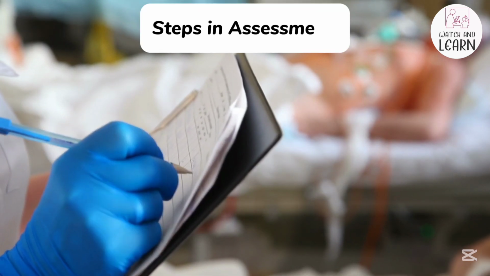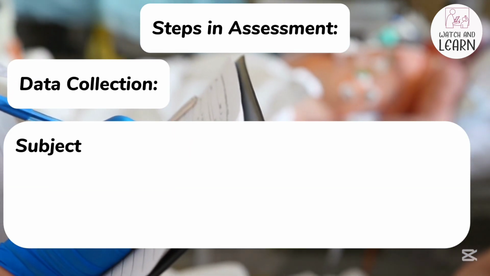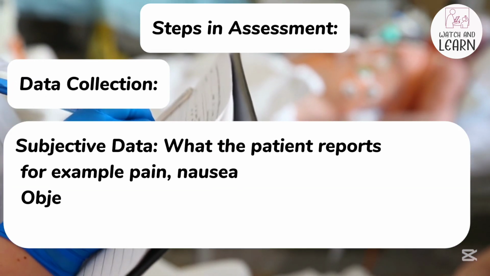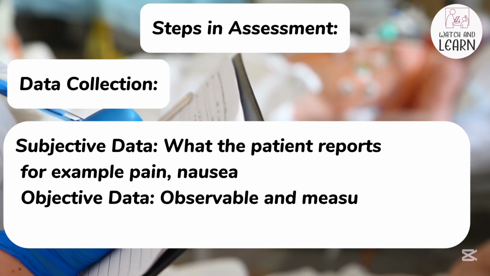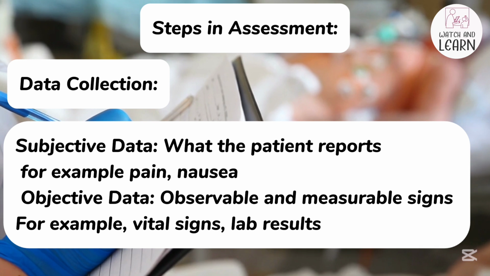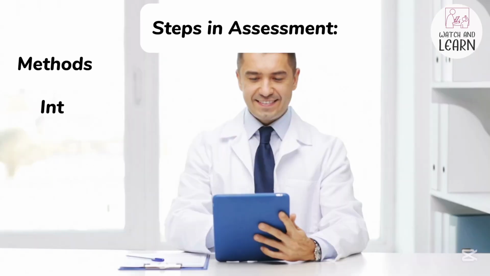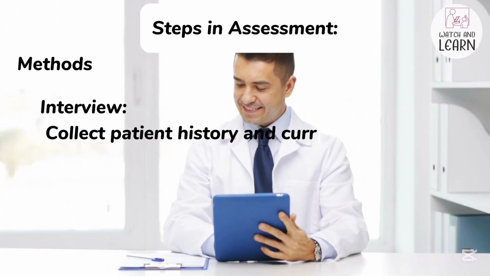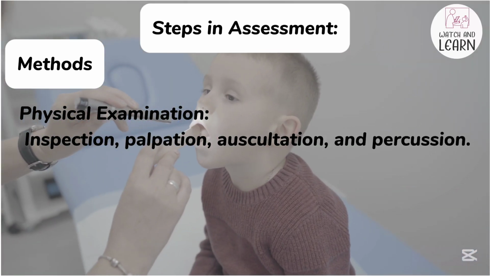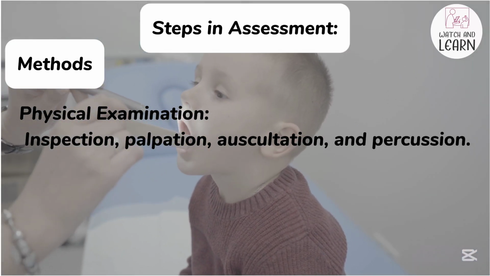Steps in assessment: data collection. Subjective data: what the patient reports, for example pain, nausea. Objective data: observable and measurable signs, for example vital signs, lab results. Methods: interview, collect patient history and current complaints. Physical examination: inspection, palpation, auscultation, and percussion.